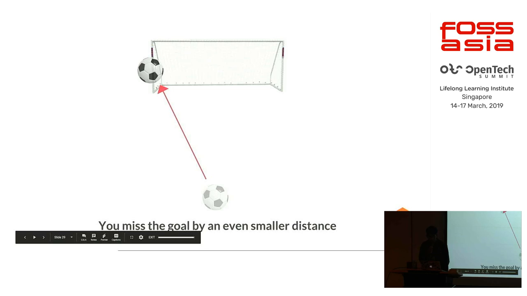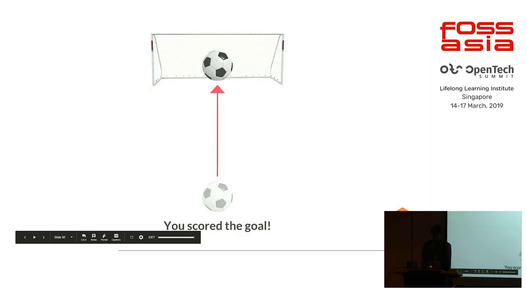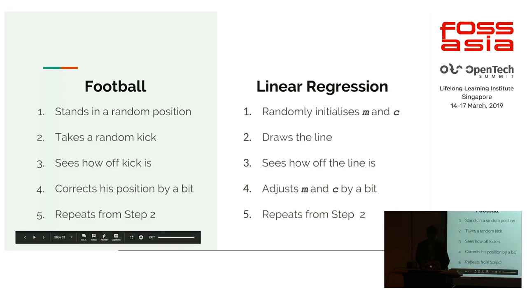So similarly, linear regression is a way of taking random variables, the gradient and the y-intercept, or the vertical intercept. It draws the line, which is analogous to a football player taking that random kick. It sees how off that line is, analogous to how when you take off the blindfold, you see where you are, where the ball went, and where the goalpost actually is.